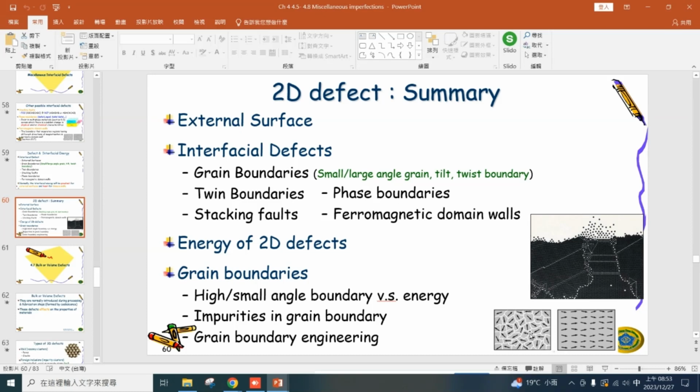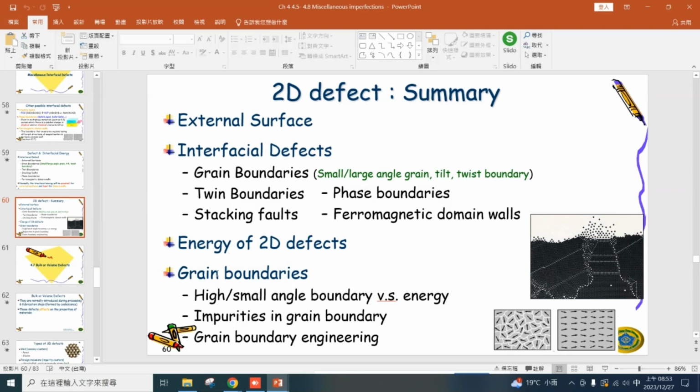This is ferromagnetic domain walls. If we don't apply a magnetic field to this metal, the domains will be randomly distributed. However, if we give a magnetic field to this metal, the magnetic domains will be aligned to a certain direction. So this is called ferromagnetic domain walls. So this is also one type of defect.